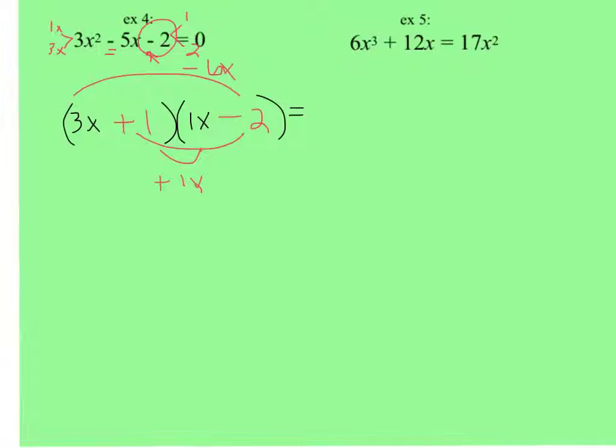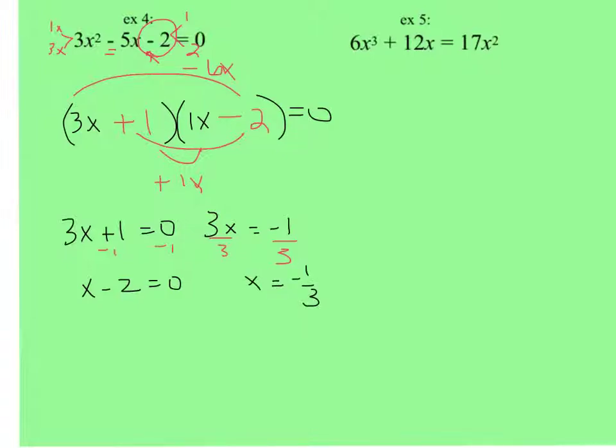I've got my equals 0 part here, and so now I just set each factor equal to 0 because I know I factored it correctly, and I solve. Using inverse operations, I subtract 1 from both sides, and I get 3x equals negative 1. Divide both sides by 3, or multiply by 1/3, and I get x equals negative 1/3. That is one of my answers. Using inverse operations on the second factor, I add 2 to both sides, and I get x equals 2. And there are my two answers. You can plug those back in and double check and make sure that they result in true statements.